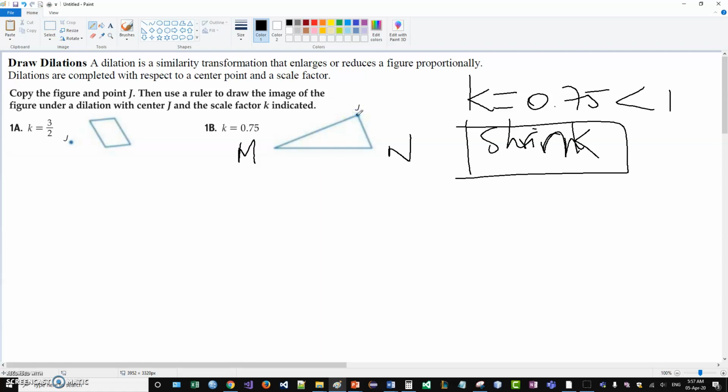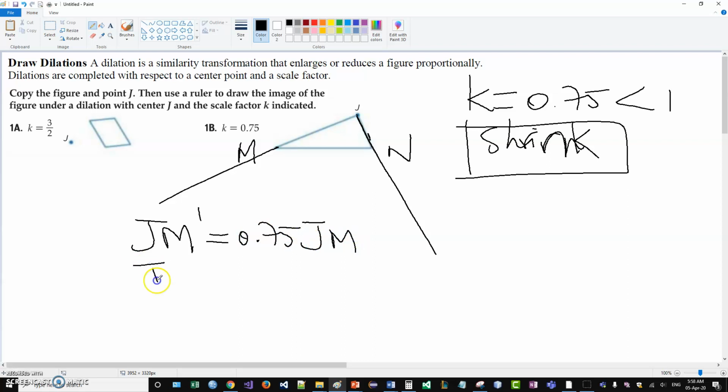Now the center happens to be one of the vertices. Okay? So when you draw rays from J to M and another ray from J to N. Okay? Now, the new image will be a shrinking of the old image by a factor of 0.75. So JM prime equals 0.75 JM, and JN prime equals 0.75 of JN.